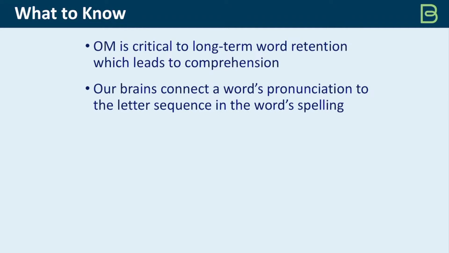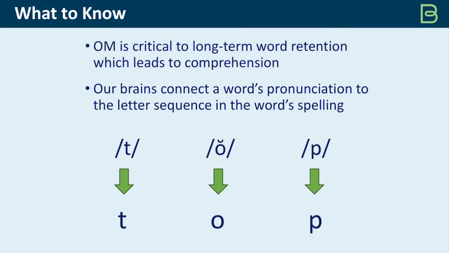Our brains connect the word's pronunciation directly to the letter sequence that we see. So the letter sequence in printed words is so meaningful because it matches the order of spoken sounds. So students can only recognize this if they have phonemic awareness. You can see how important phonemic awareness is to the process.